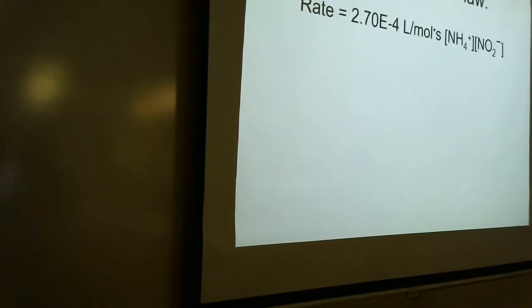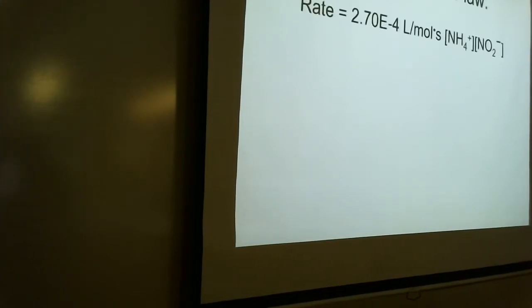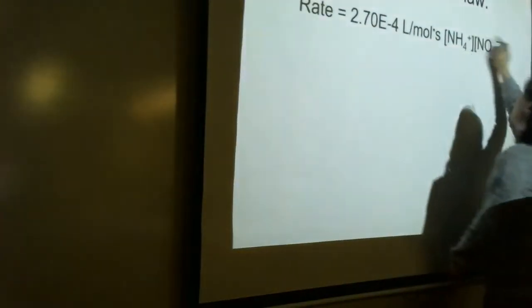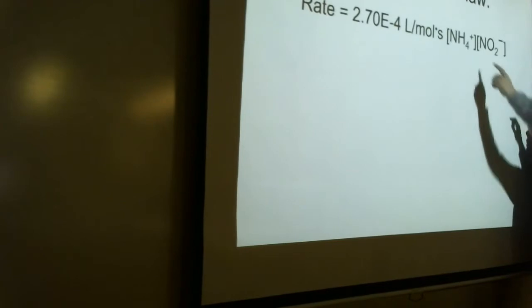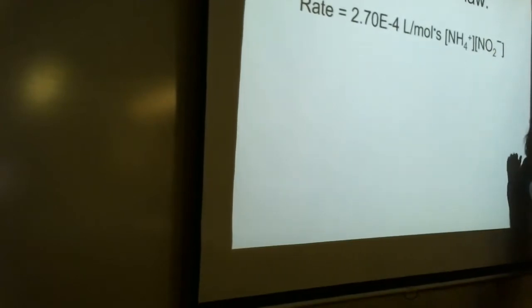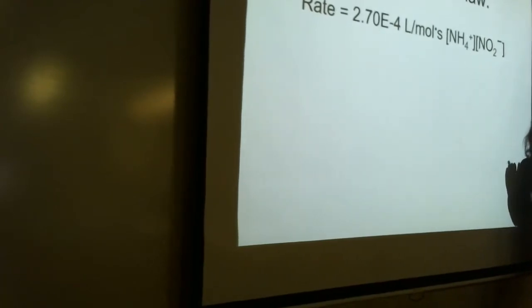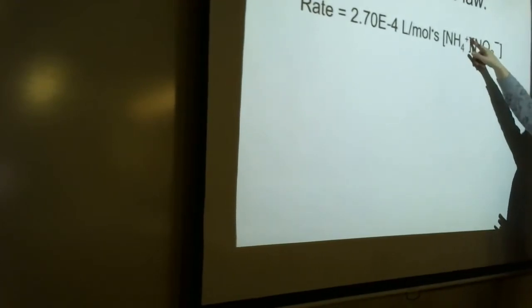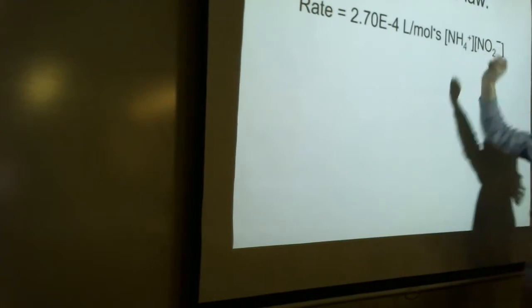Okay, so we can plug K back in. Now, the last thing I need to do before I turn you loose on one: when I ask you what's the order of the reaction, the order of the reaction is obtained by adding together these superscripts. So if I said, what's the order of this reaction? It'd be 1 plus 1, so it'd be second order. Okay, that's what the reaction is. If I said, what's the order with respect to ammonium? It's whatever that exponent is for that particular substance.